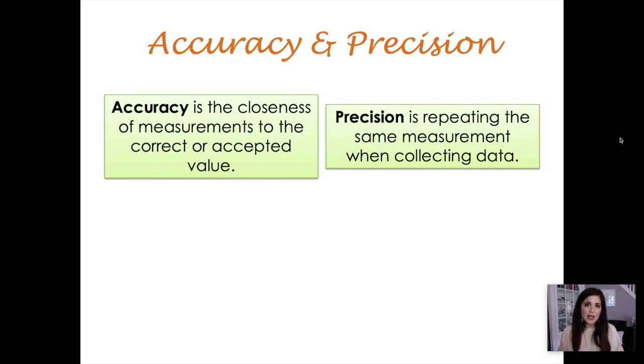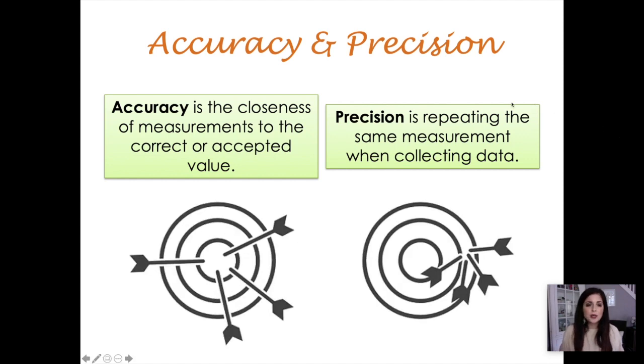And the best way to kind of explain accuracy and precision is with darts. So here, this one on the left-hand side, if you're throwing darts and you get the bullseye every single time, like what this picture is showing, that means you're accurate. You might not be precise, but you're pretty darn accurate.